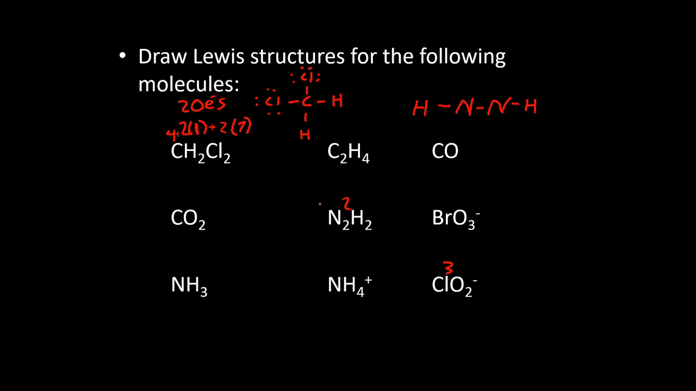If we add up our total valence electrons, nitrogen is in column 15, so it's going to have 5 valence electrons, and we have 2 of them. So we're going to get 5 from both, so that gives us 10. And we also have 2 hydrogens, which only have 1 valence electron each. So that is going to give us 12 electrons total.